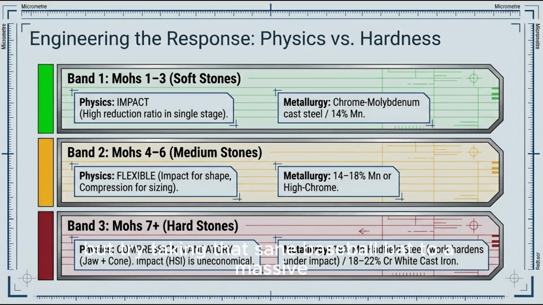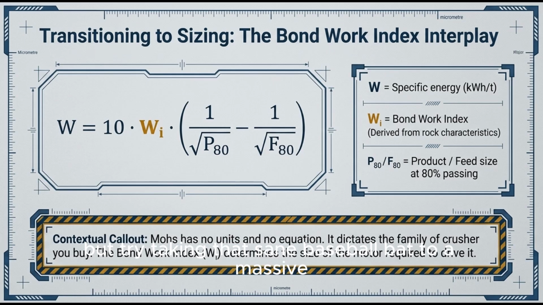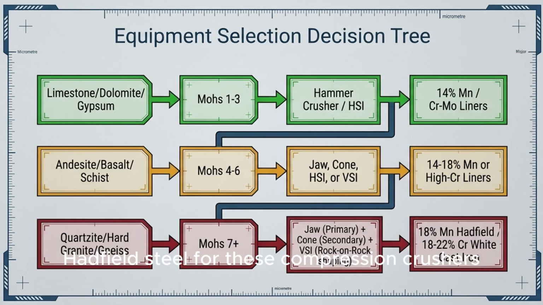Right. But try taking that same baseball bat to a massive boulder of quartzite at Mohs 7. The bat just shatters. Exactly. Impact becomes economically impossible at that point. So the guide mandates compression machines for anything Mohs 7 and up, jaw and cone crushers. So instead of a bat, these act more like a giant, relentless nutcracker. Yes. And the metallurgy has to change too. You have to utilize 18% manganese Hadfield steel for these compression crushers.